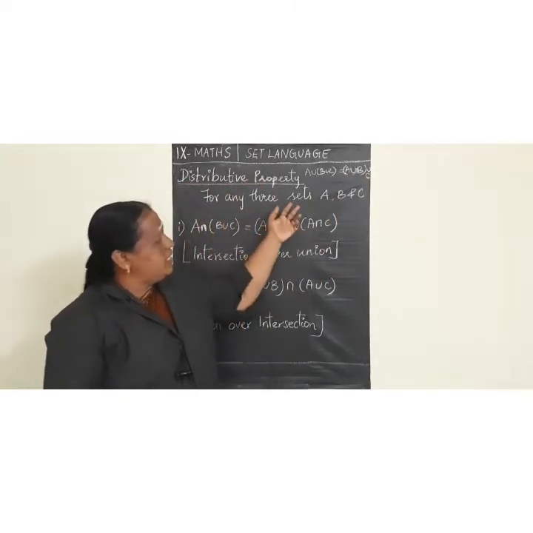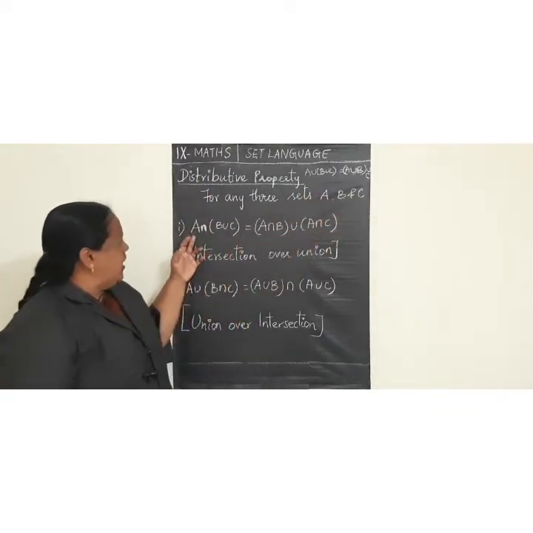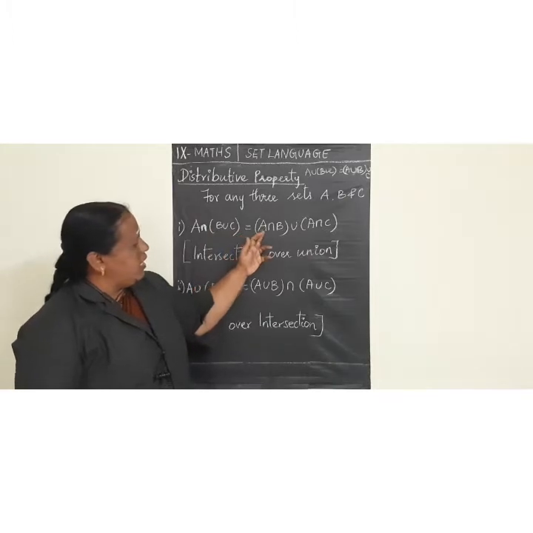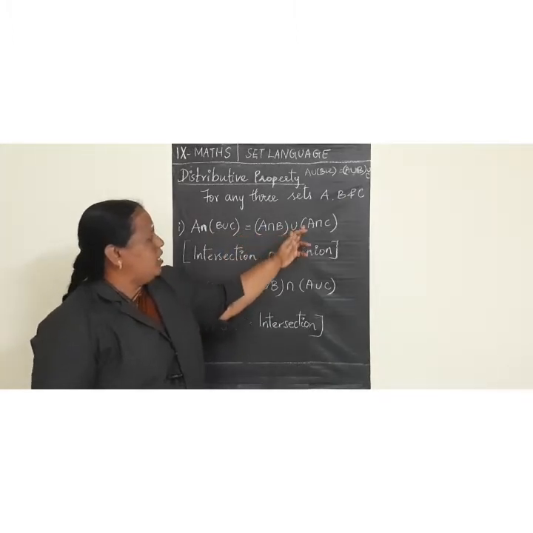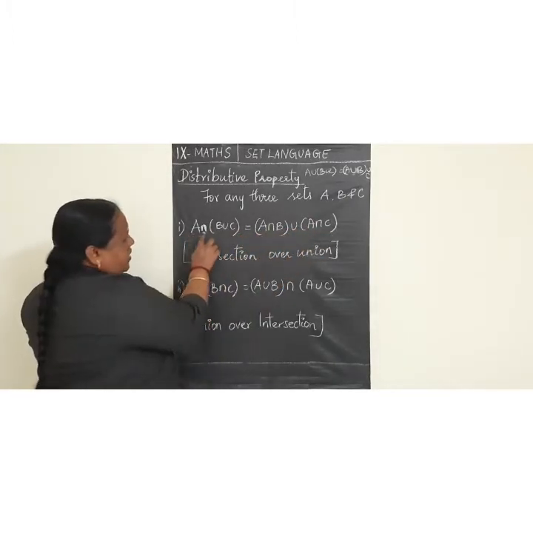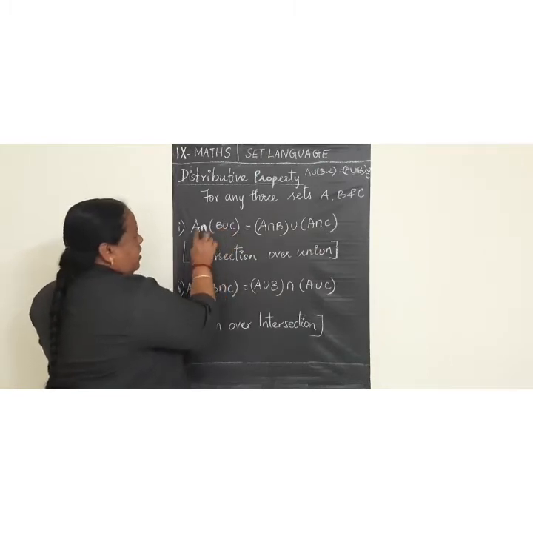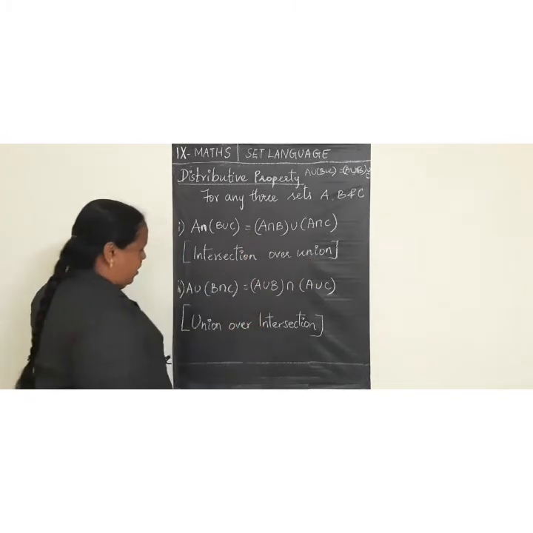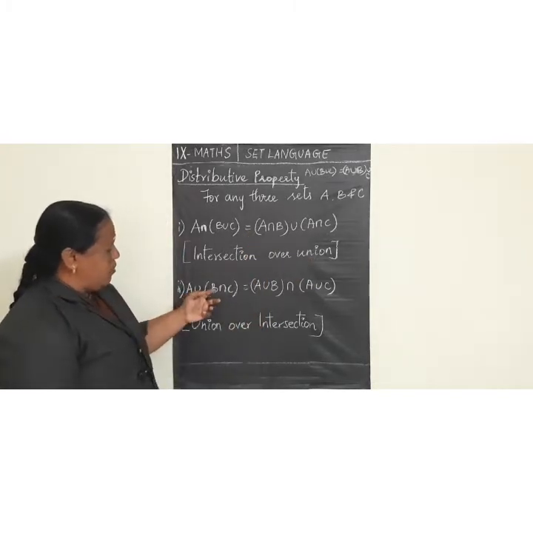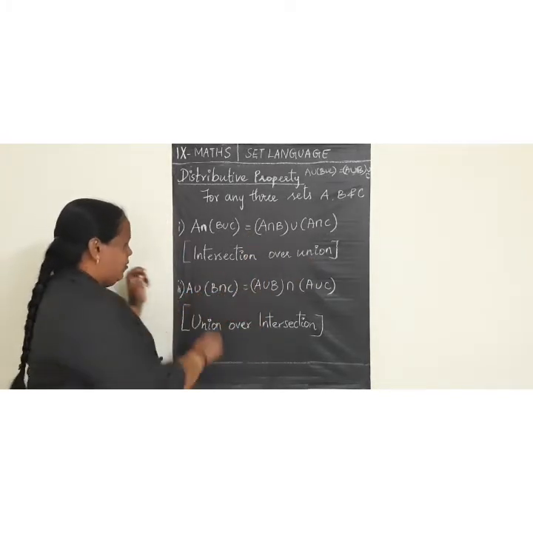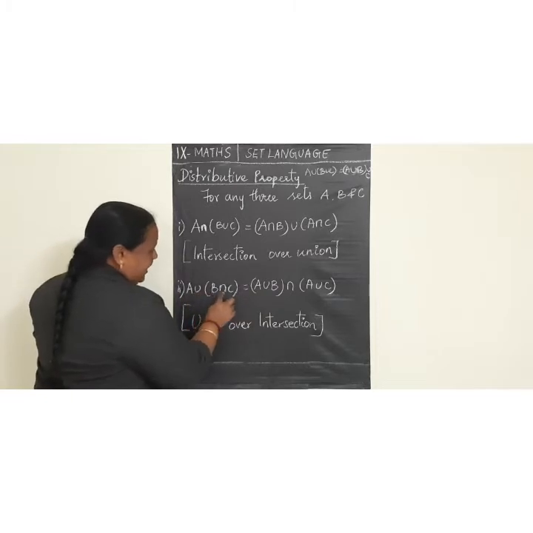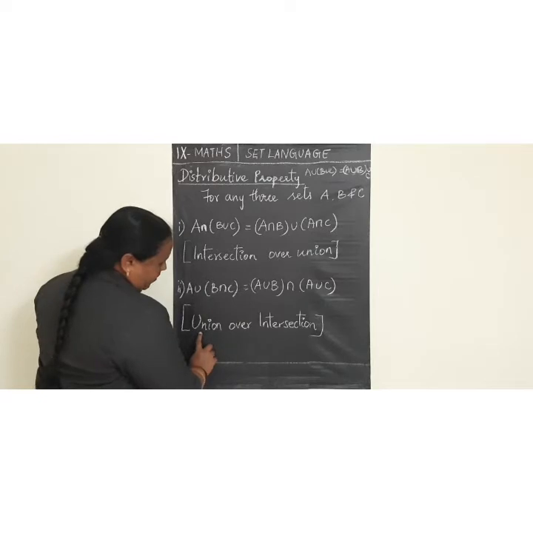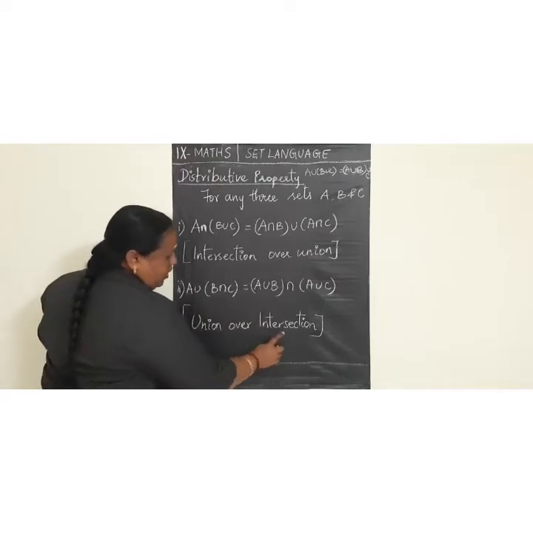For any three sets A, B and C, the first one is A intersection (B union C) is equal to (A intersection B) union (A intersection C). That is A intersection B, this union A intersection C. This is intersection over union. Next one is A union (B intersection C) is equal to (A union B) intersection (A union C). This one we call a union over intersection.